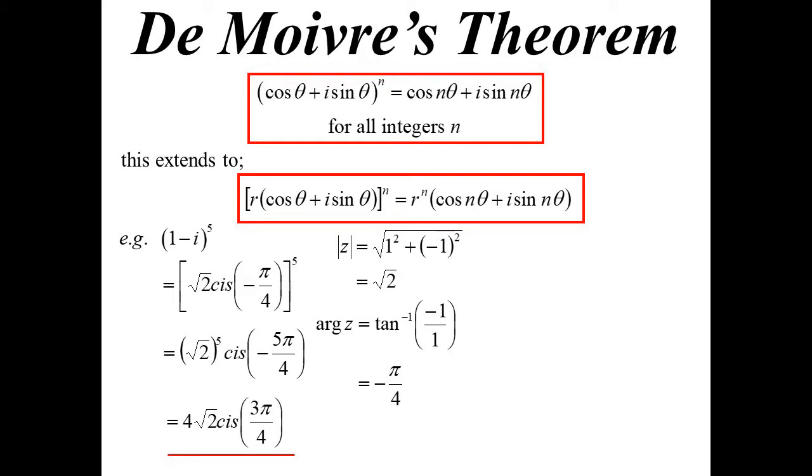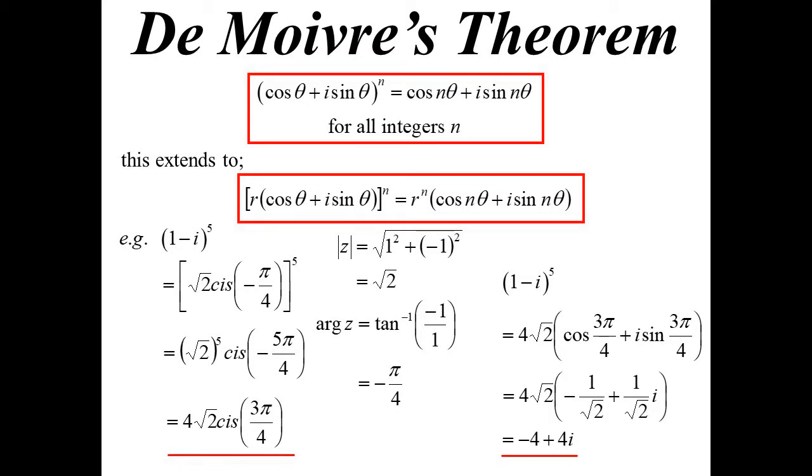And the argument, minus 5 pi on 4, well, let's get it into the range that we want. We want between minus pi and pi. So if we've gone backwards, minus 5 pi on 4, that's the same as going 3 pi on 4 the other way, isn't it? So we end up with 4 root 2 cis 3 pi on 4. That's the answer in mod-arg form. If we actually wanted to work it out in Cartesian form, then we could say, well, what's the cos of 3 pi on 4? What's the sine of 3 pi on 4? And there's our answer, minus 4 plus 4i.